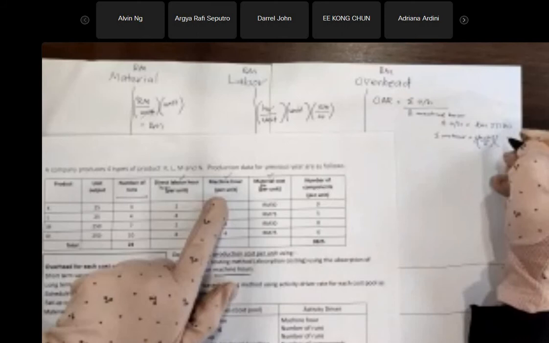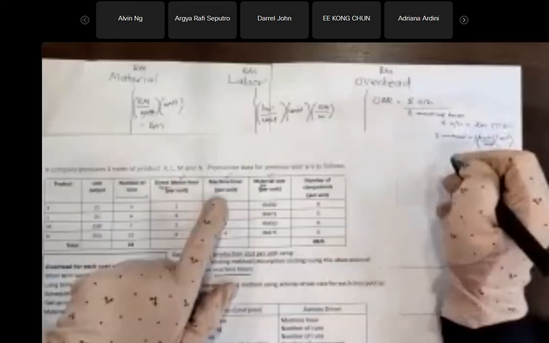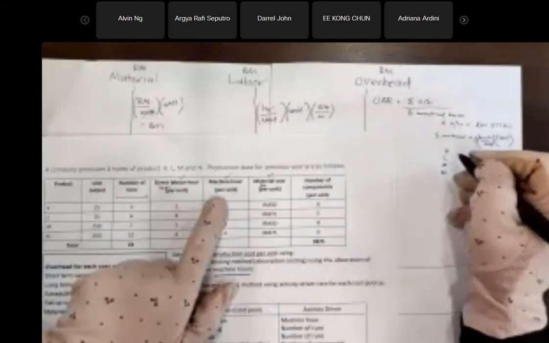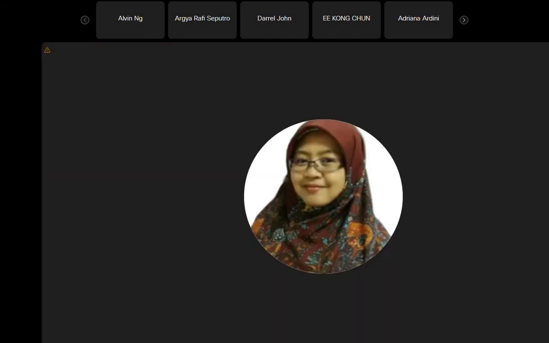So you have to calculate one by one. First K, L, M, N. You have to find all of these. For K, the machine hour per unit is 24, 24. Here is a bit challenging. And for the units, 25, 25, 250, and 250. Then you get the total machine hour.